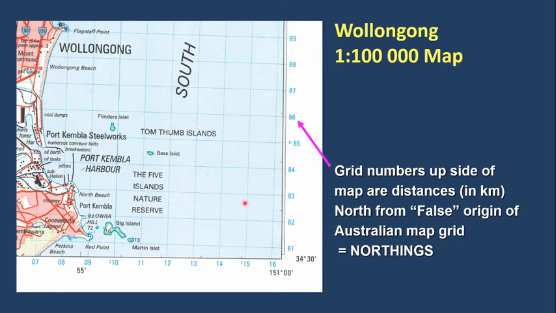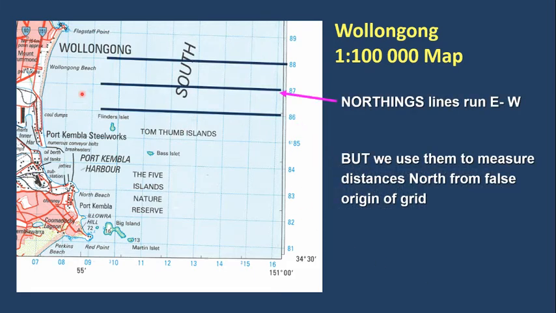And they're measuring distances north. So quite creatively, we give that the name of northings. Northings are just literally distances north. North of what? North of some false origin of the Australian map grid. So the northing lines themselves run east-west. This is where it gets a bit confusing, because people go, oh, northings, just think northings measure distances north. But of course, the lines that make up the northings are actually running east-west. But the main thing is northings measure distances north.